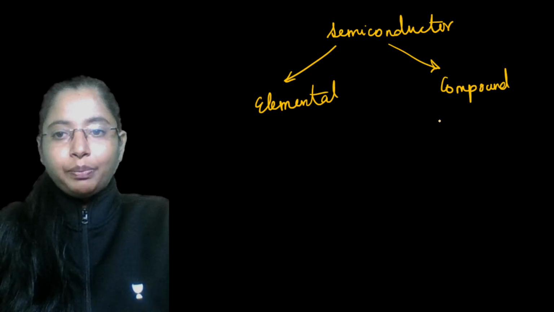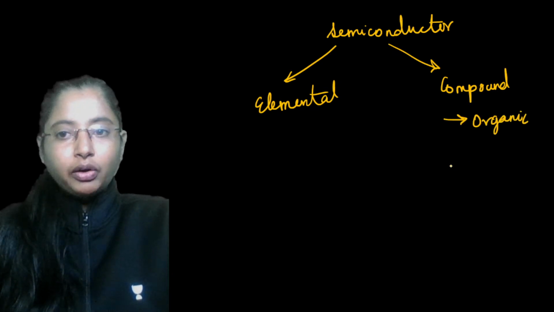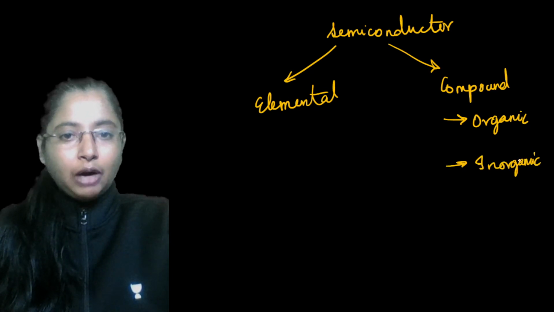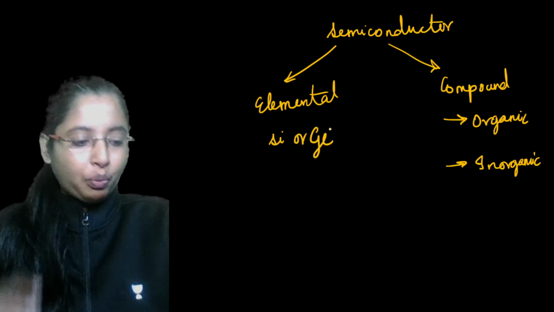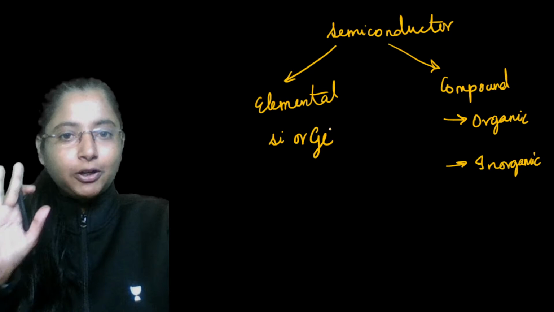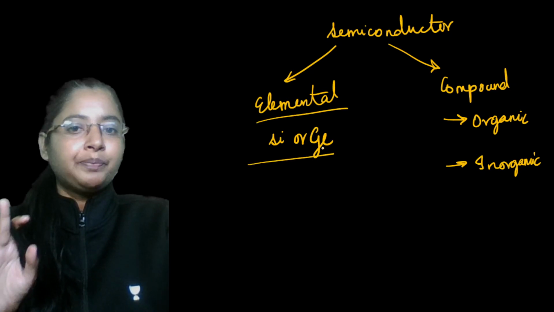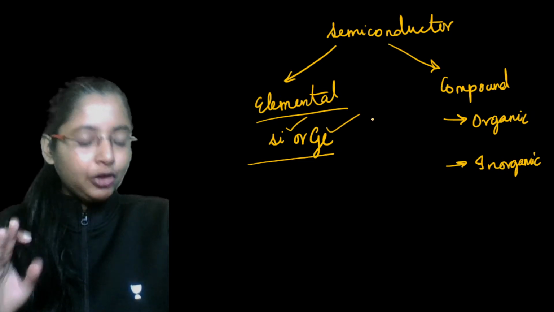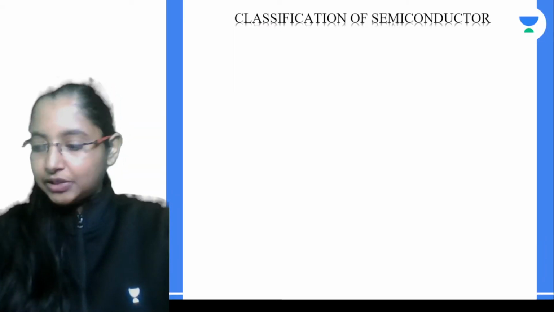Okay, this compound semiconductor is further divided into organic and inorganic semiconductors. Now, elemental semiconductors, examples are silicon or germanium. So whatever you are going to study with respect to semiconductors, you are going to learn only about elemental semiconductors. They use silicon or germanium. We are only going to learn semiconductors based on those.